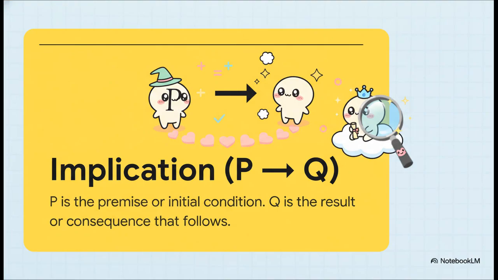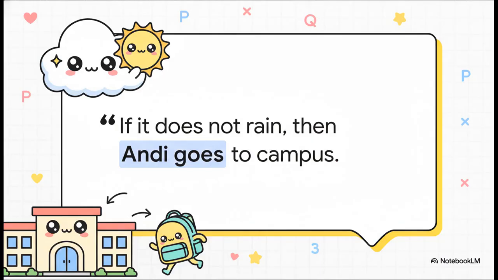Now, in logic, we call this an implication. It's got two parts. We have P, which is the premise, that's our starting condition, and that leads to Q, the conclusion, the result that's supposed to happen. So P implies Q. Sounds simple, right? Well, mostly. To make this less abstract, let's use a real-world example, kind of like a social contract. Imagine a student named Andy makes this promise. If it does not rain, then I will go to campus.